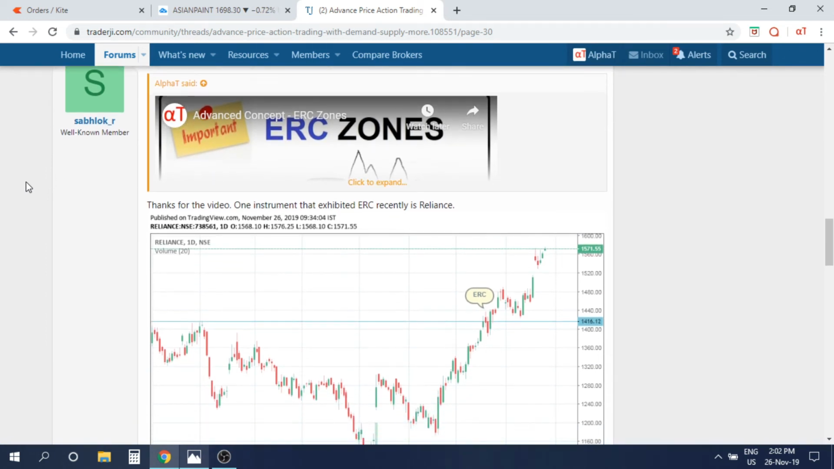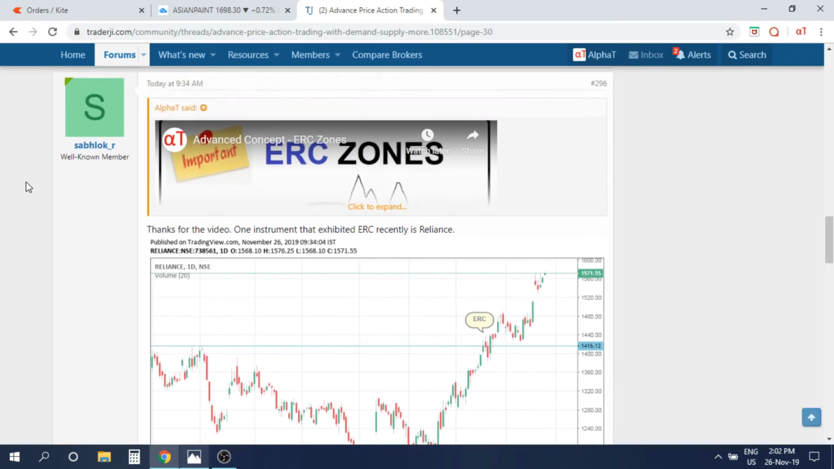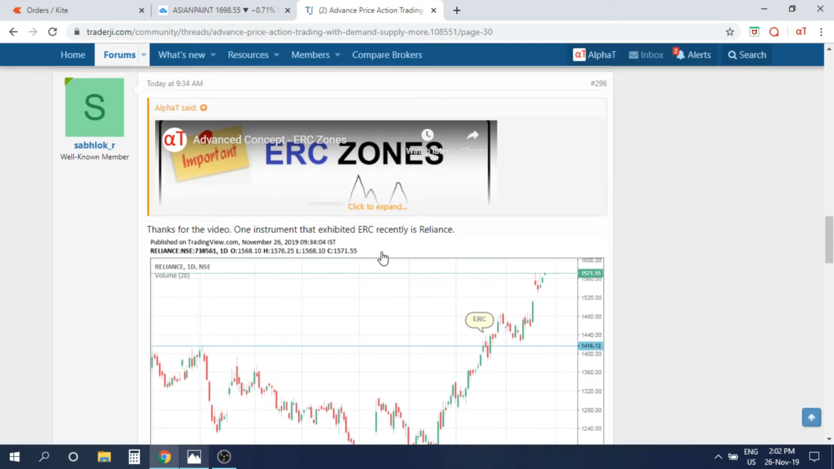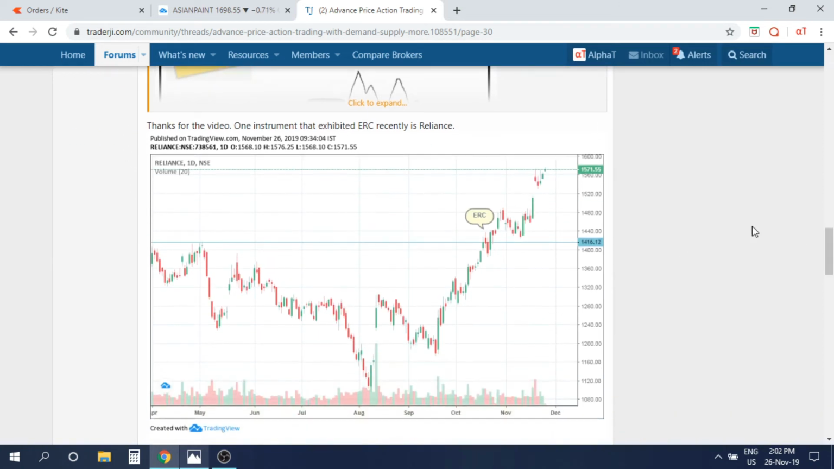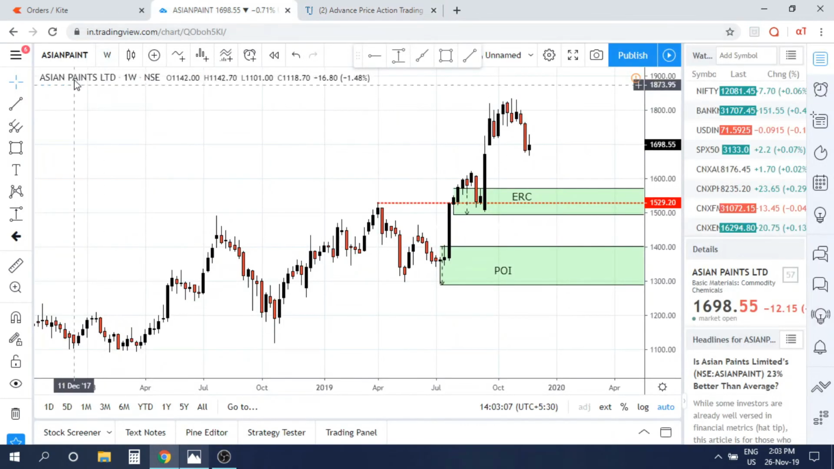Oh, I think I missed this post somehow, so I will answer. Let's take a look at Reliance. Sablok is saying, thanks for the video. One instrument that exhibited ERC recently is Reliance. And he's pointing out this particular zone as ERC, and he's taking this as the barrier. Let's check out on the charts.